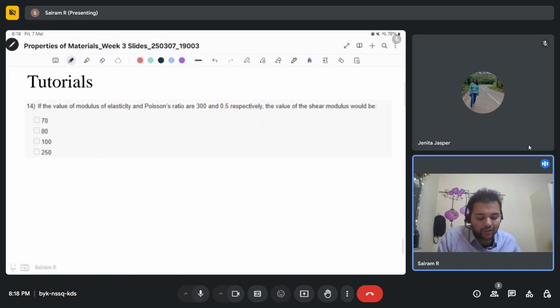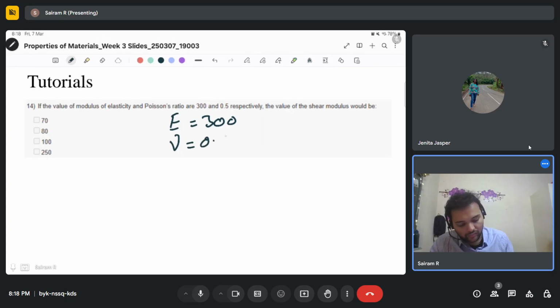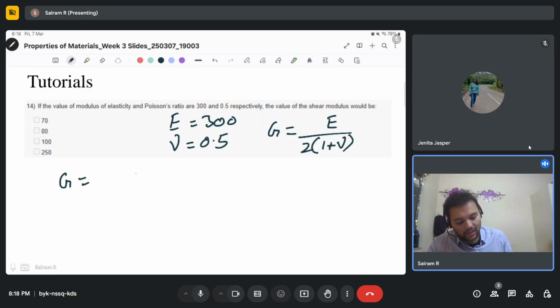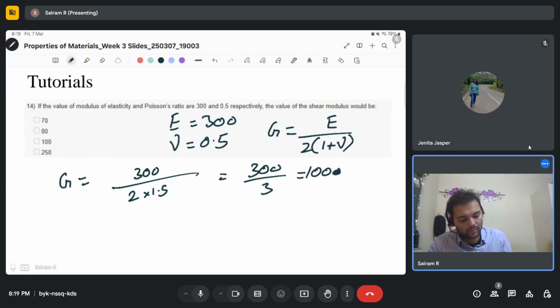If the value of modulus of elasticity and Poisson's ratio are 300 and 0.5, what is going to be the value of the shear modulus? G equals E by 2 into 1 plus nu. So G equals 300 by 2 into 1.5, which is 300 by 3. This is the correct answer.